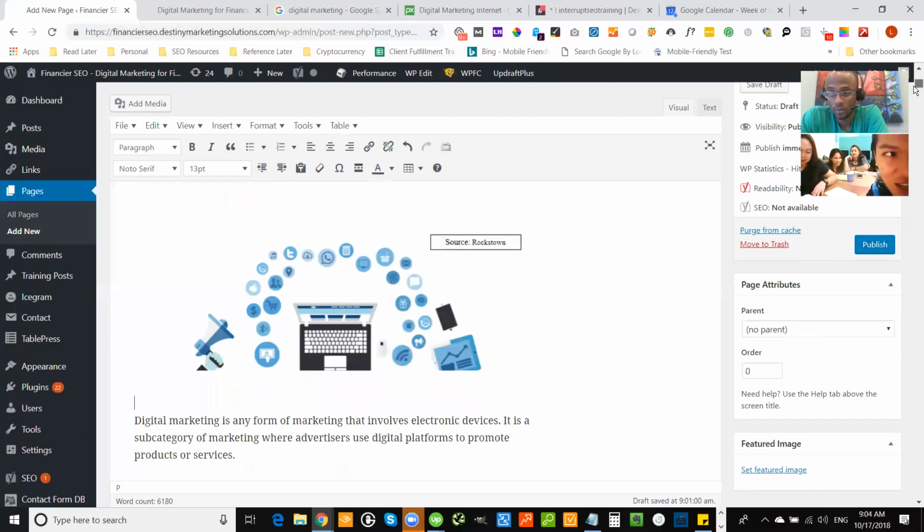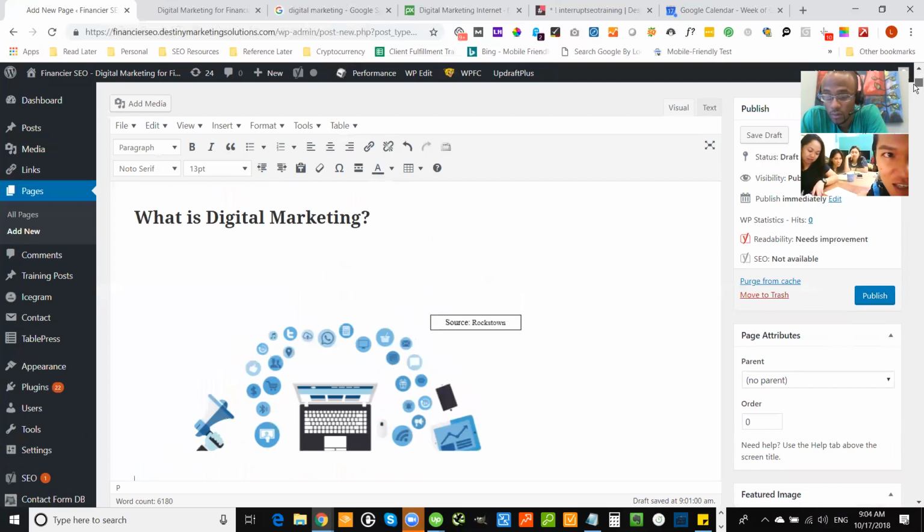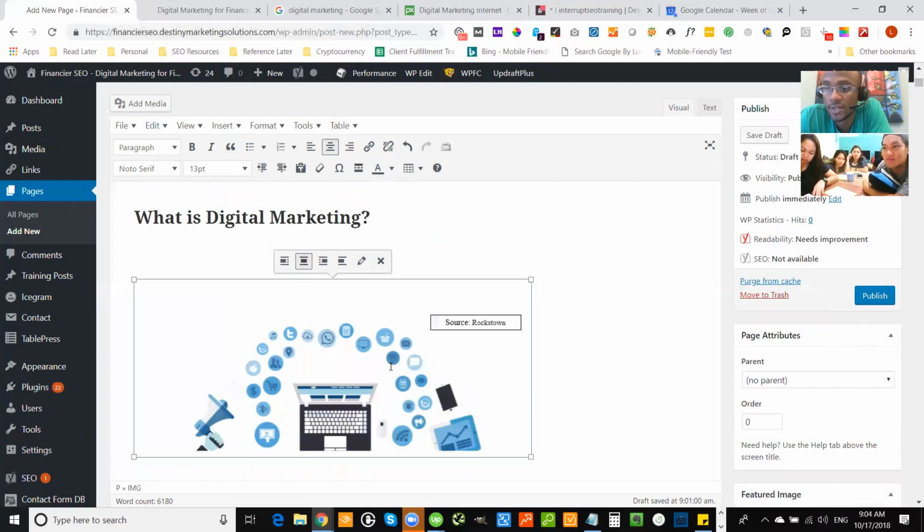About the alternative tags, is it always necessary? Which one? Alternative tags. The alt tags? Yeah. Is it necessary? Yep, it's very necessary, and here's why.